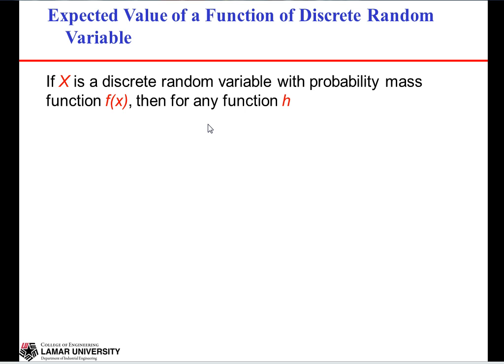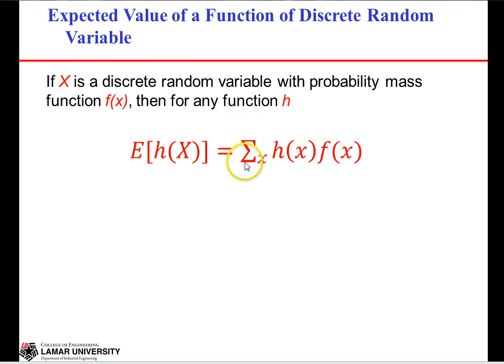The last topic is about the expected value of a function of a discrete random variable. If we have x as a discrete random variable with a probability mass function f of x, then for any given function h, the expected value of h of x is simply equal to the summation of h of x evaluated at all the possible values of x multiplied by the probability mass function, summed over all the terms.